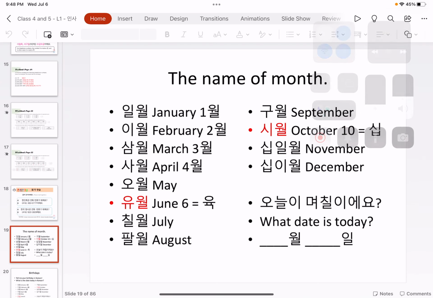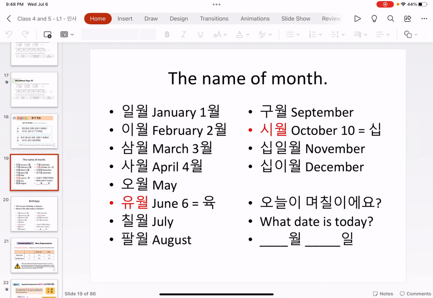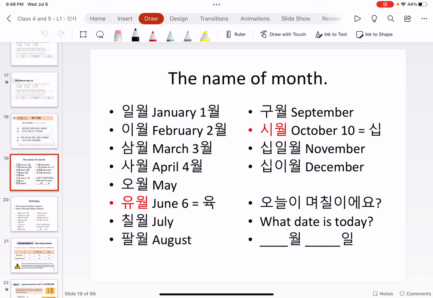I just realized that I forgot to hit record when we came back from break. So this is my explanation of the content that was covered in this class that was unfortunately not recorded. So we'll go over this. When we came back from break, we went over the names of the months.